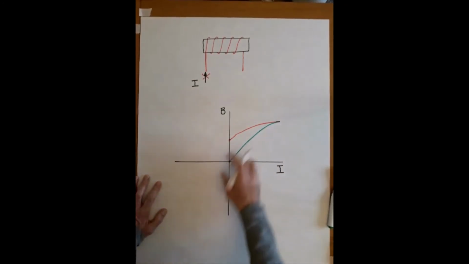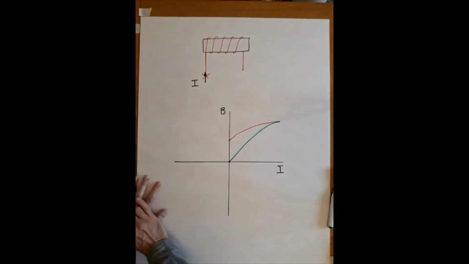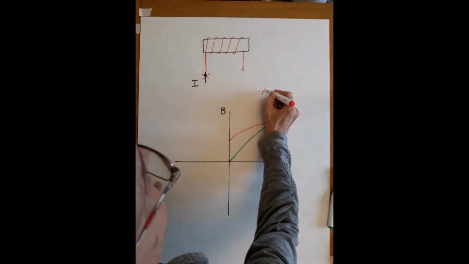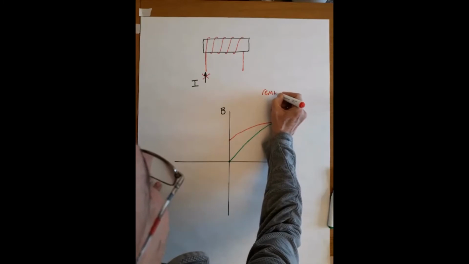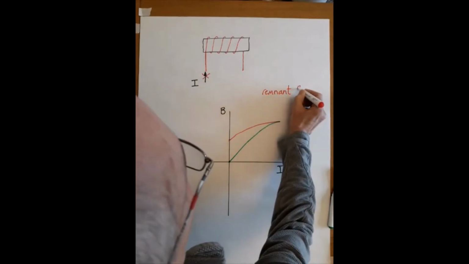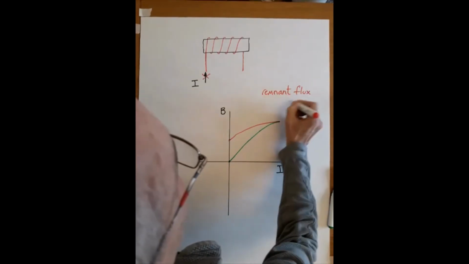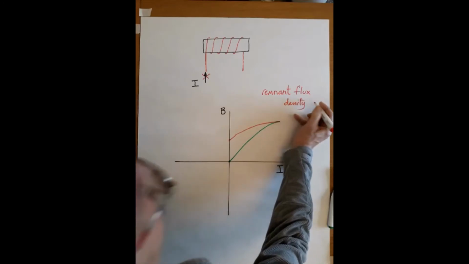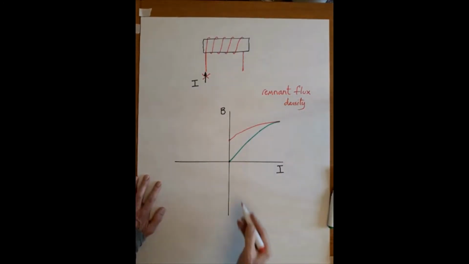So we have no current, but this has still got magnetism. It has been magnetized by the current. This little bit of magnetism which remains is called the remnant flux density. So that's that bit there.